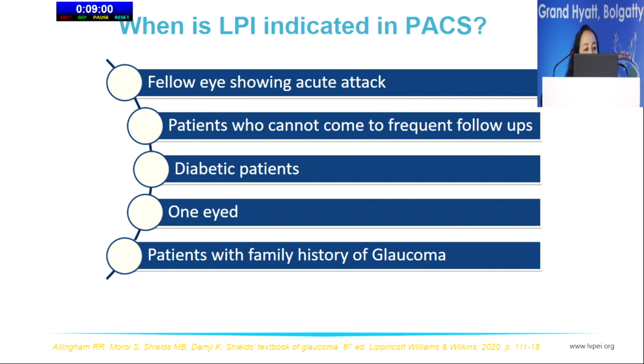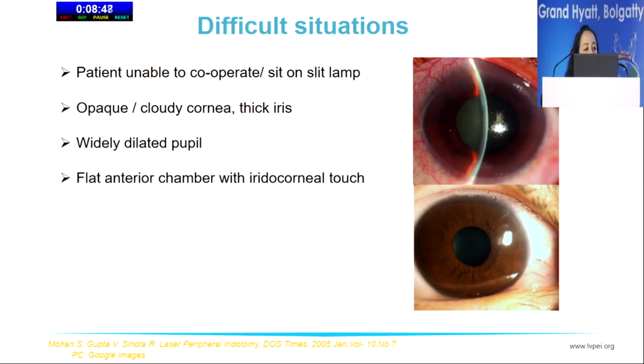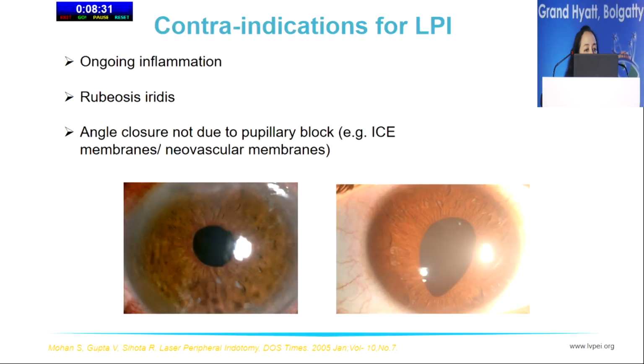Only in the fellow eye of the other eye having acute attack, patients who cannot come for frequent follow-ups, patients who require dilatation like diabetic patients, one-eyed patients, or patients with family history of glaucoma. There are many difficult situations which we can face. Suppose the patient is unable to cooperate or sit at the slit lamp. If there is any opaque or cloudy cornea, thick iris, a widely dilated pupil which is not getting constricted, or a flat anterior chamber with iridocorneal touch.